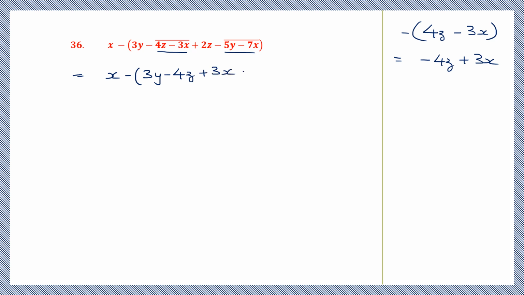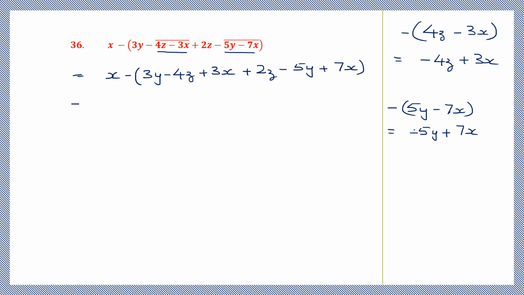Then we continue plus 2z. Now let's look at the second bar bracket. What's under that is 5y minus 7x. And again, before that we have a minus sign. So change all the signs inside. So minus 5y plus 7x.